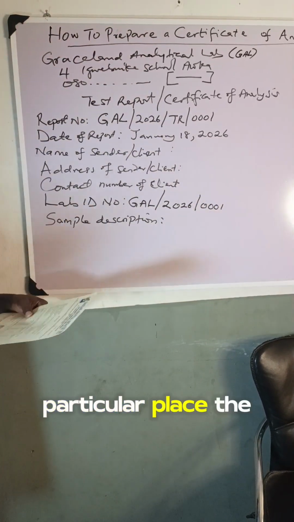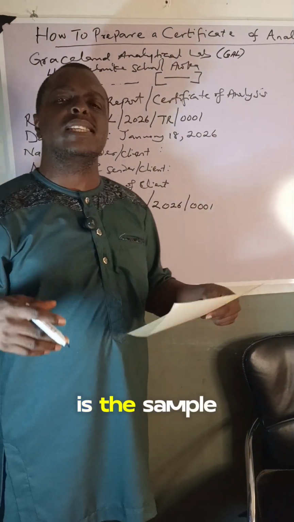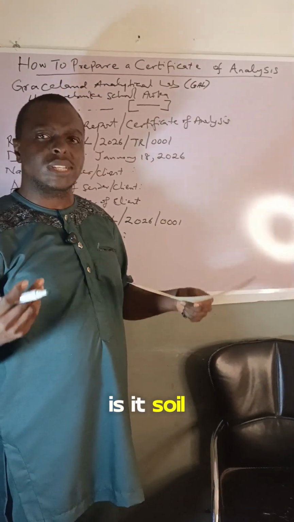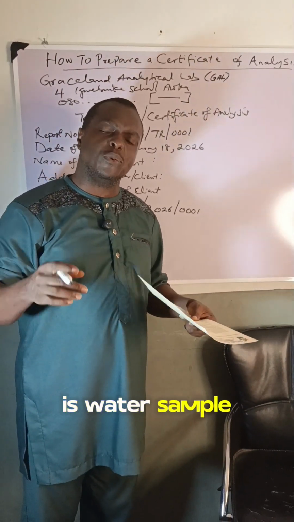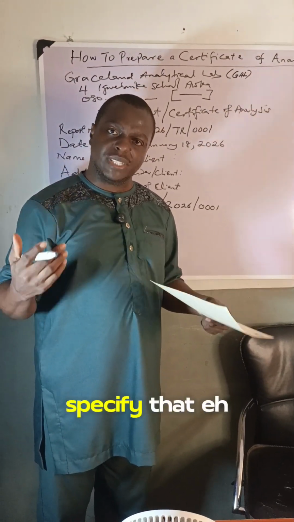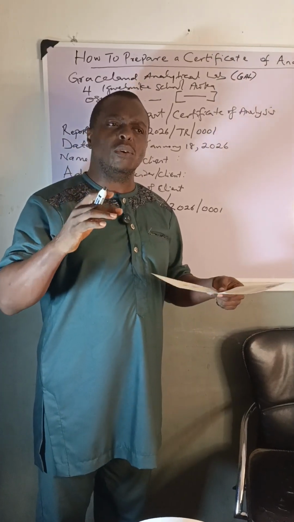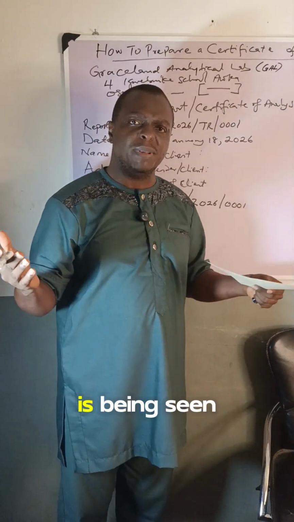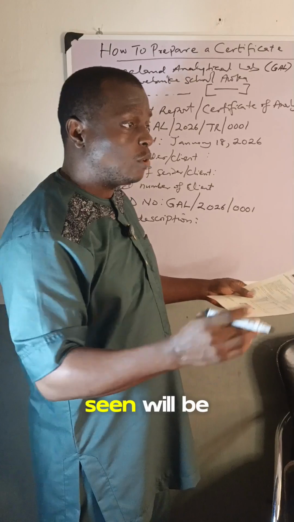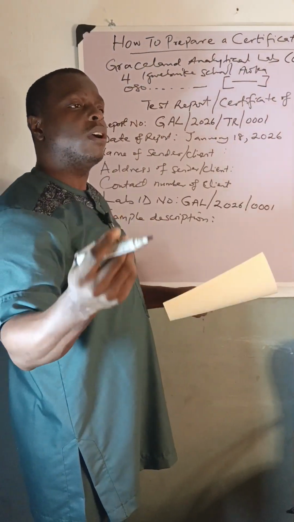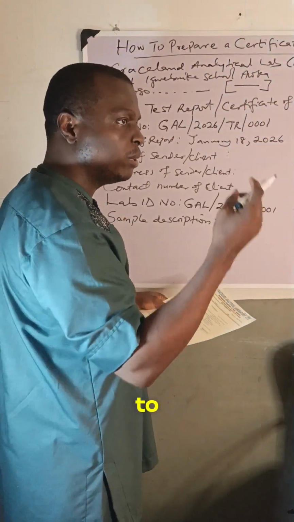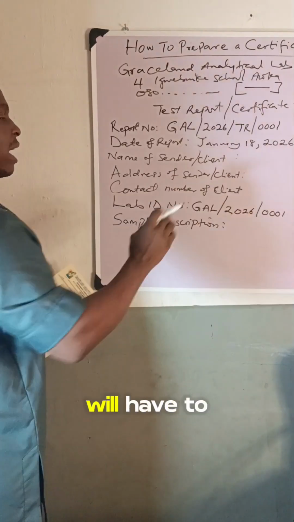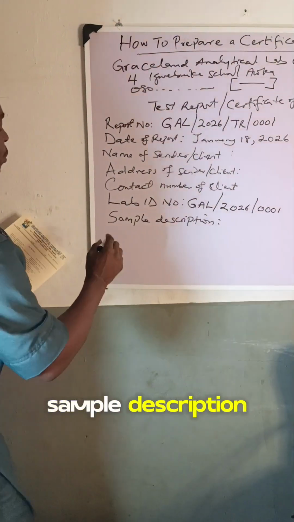So in this particular place, the sample is being described. Is the sample a water sample? Is it a soil sample? If it is a water sample, is it clear? You have to specify that. A lot of other things that are seen, everything that is seen will be clearly stated. The container that was used to bring the sample, all those things will have to enter in the sample description.